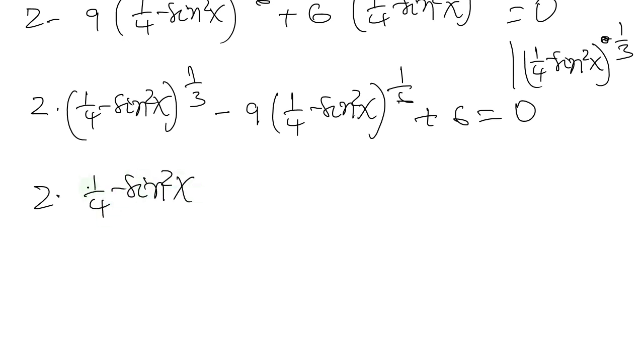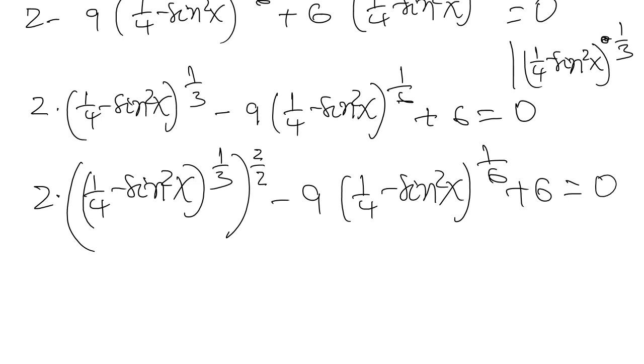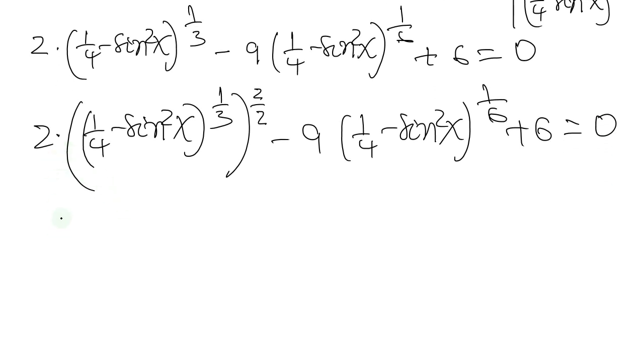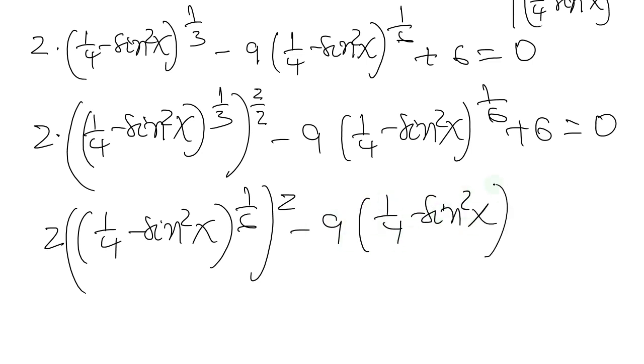This equation is beautiful, bro. So this one here I'm going to write as 1 over 3 to the power of 2. I'm going to multiply by 2 and divide by 2. Minus 9 times (1 over 4 minus sine square of x) to the 1 over 6 plus 6 equals 0. So from here, guys, I have 2 times (1 over 4 minus sine square of x) to the power of 1 over 6 squared, minus 9 times (1 over 4 minus sine square of x) to the 1 over 6 plus 6 equals 0.